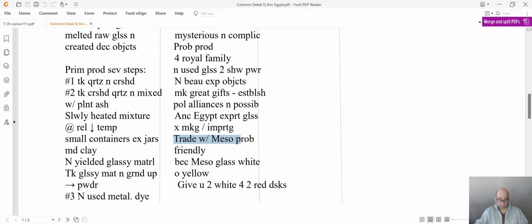The trade with Mesopotamia, I just wrote Meso for short, it's just easier. It was probably a friendly one because Mesopotamian glass was white or yellow. So they would say something like, we'll give you guys two white ones for two red glass discs.